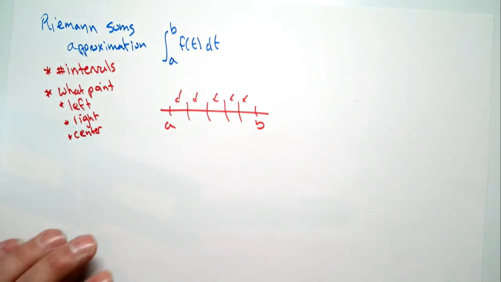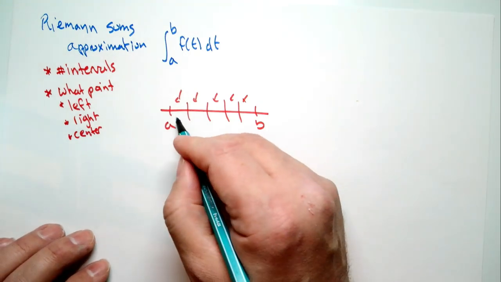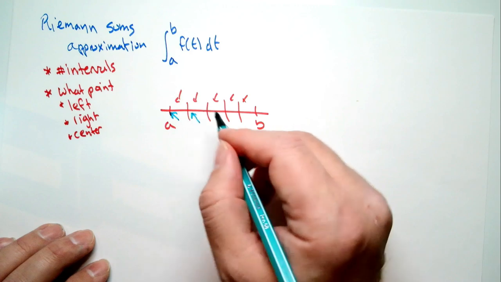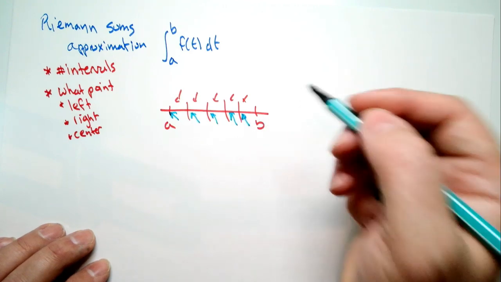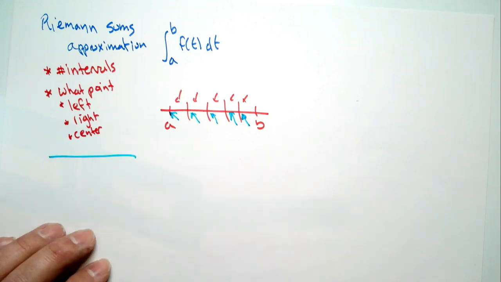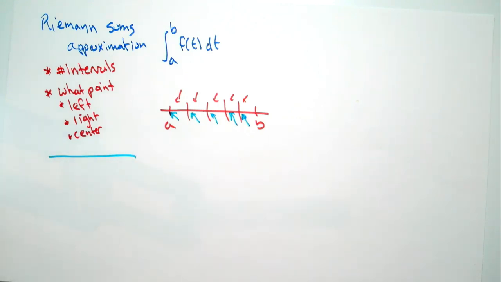And maybe we'll say we'll pick the left. So for each interval, we point towards the left point. I'm just drawing the picture here. Sorry, I'm trying to make it sound like there's a lot to say about Riemann sums. There's actually not a lot to say once you write it all out.